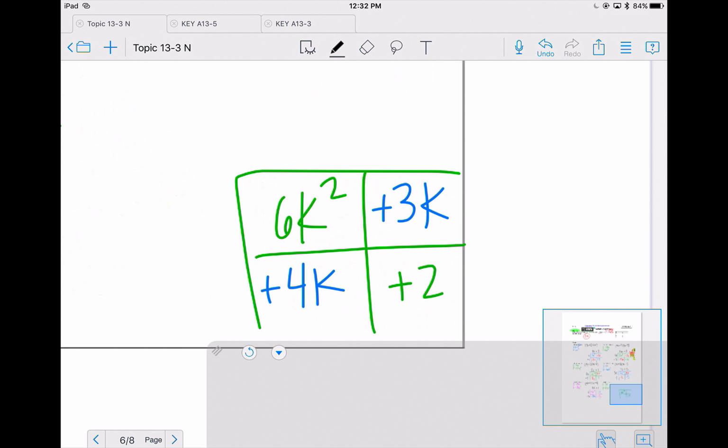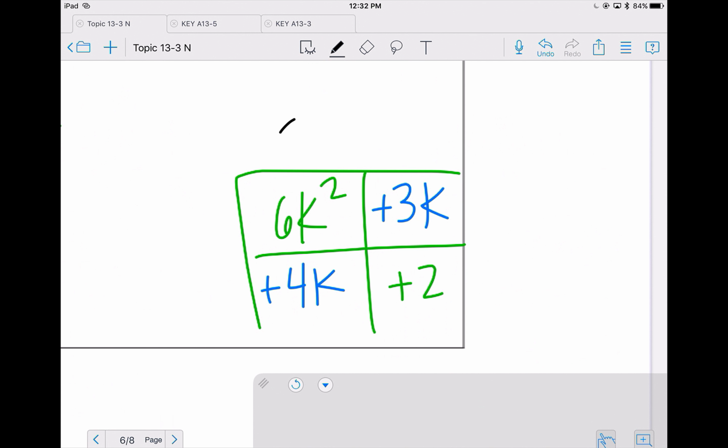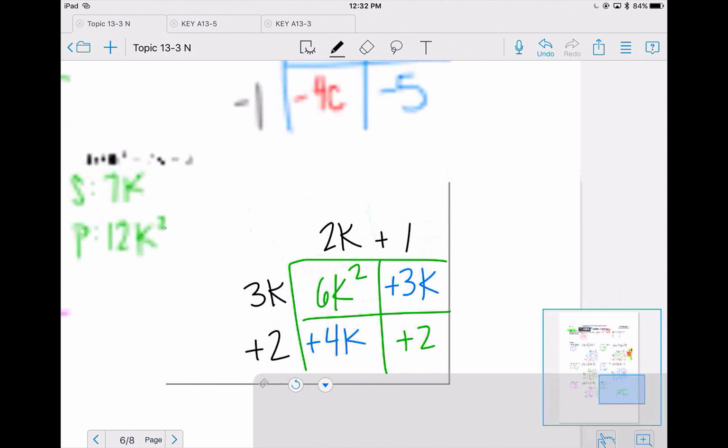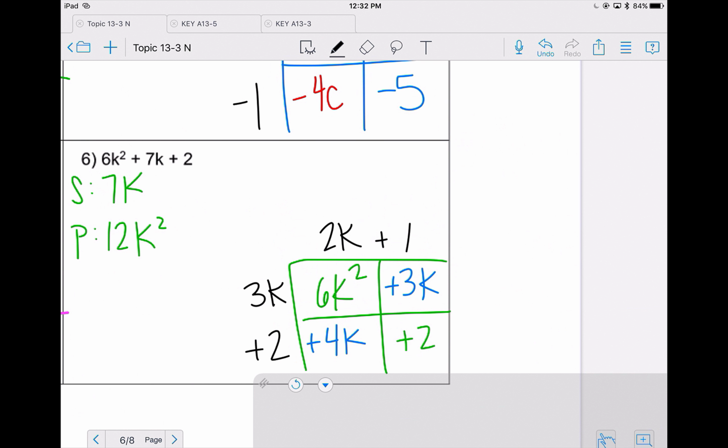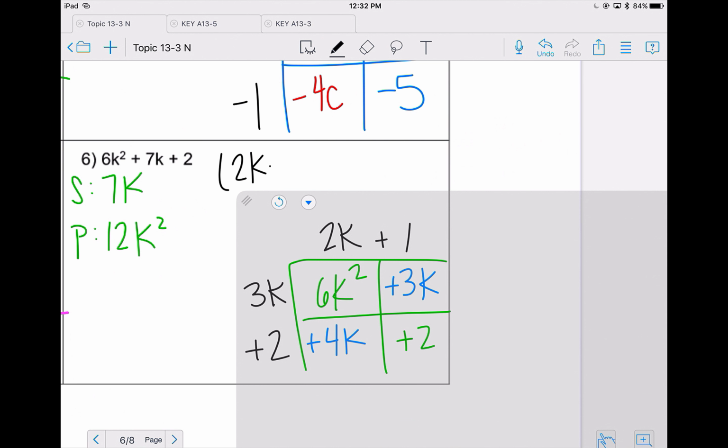From here, 6k squared and 4k share a 2 as well as a k. 3k plus 2 share a 1. 6k squared plus 3k is a 3k. 4k and 2 share a 2. 2k times 3k is 6k squared. 1 times 2 is 2. So my factors are 2k plus 1 and 3k plus 2.